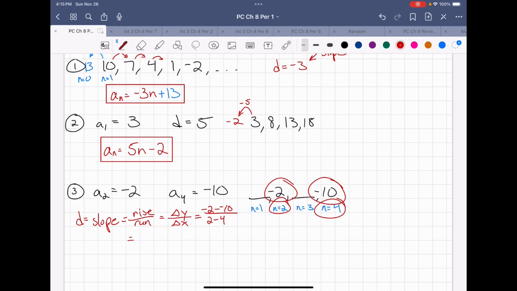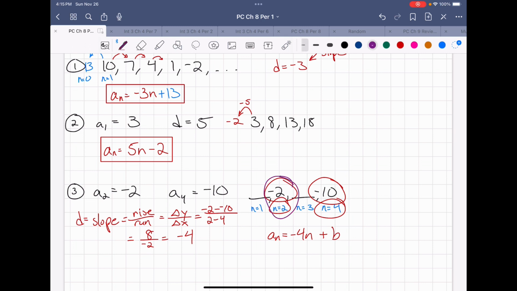So that's going to be -2 plus 10, which is 8. 2 minus 4 is going to be -2. That gives an m value, a slope value, of -4. So now I know my sequence is -4n plus something. Well, now that I know half of my variables, d and b are my variables, now I can use something I already know to figure out what the answer to b should be.